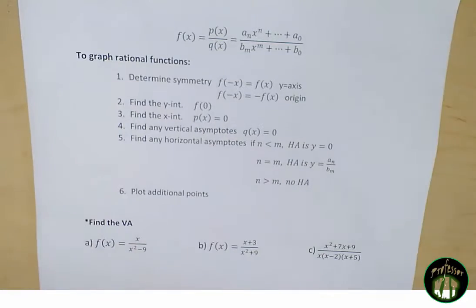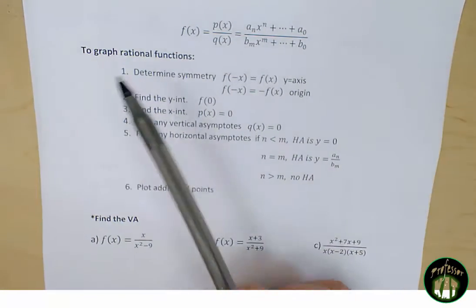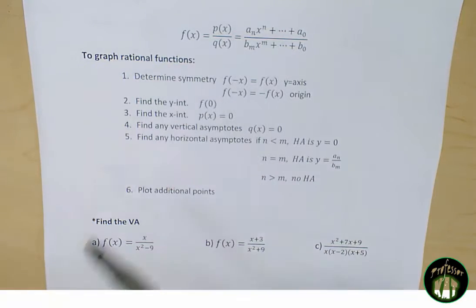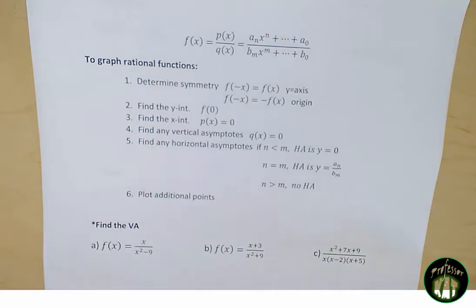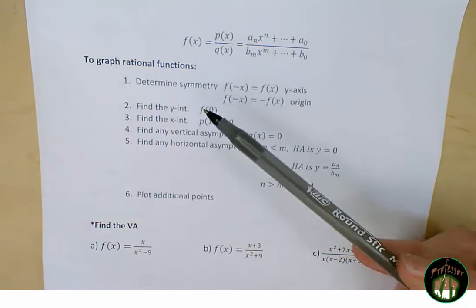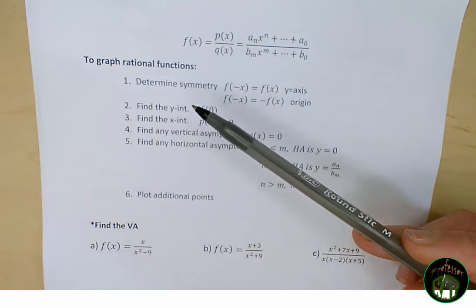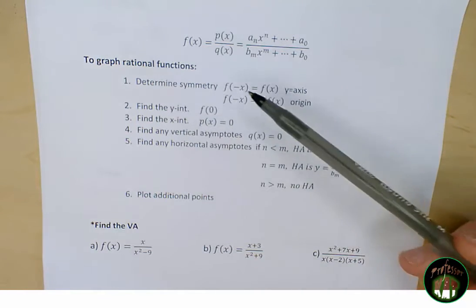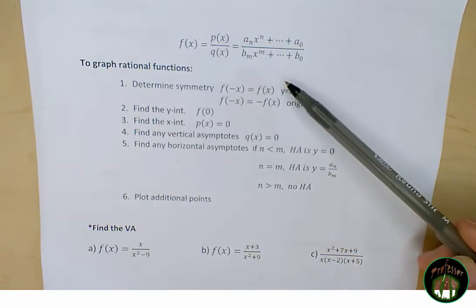So our typical steps in graphing rational functions are as follows. Number one is to determine symmetry. Does it have y-axis symmetry? Does it have origin symmetry? Now, I'll be honest, sometimes I'll do this step, sometimes I'll skip it and go straight into finding my specifics, my actual points and things like that. So I'll work an example where I do this step and one where I don't.